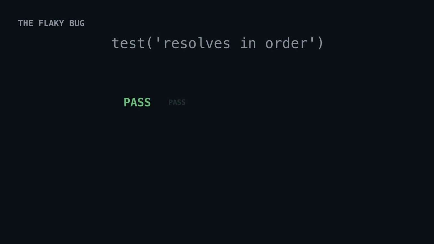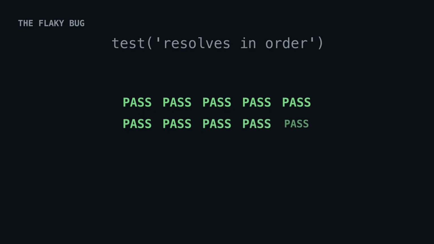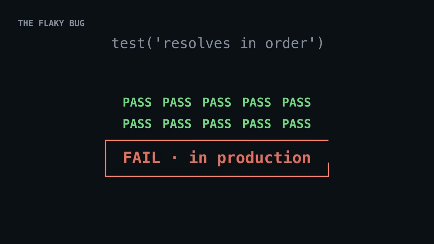This test passes. It passed 100 times in a row. It passed in code review. It passed in CI. It passed on your machine. And then, in production, it failed. Welcome to the race condition.